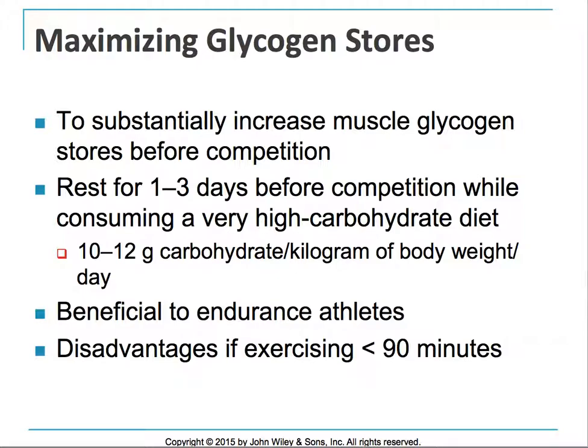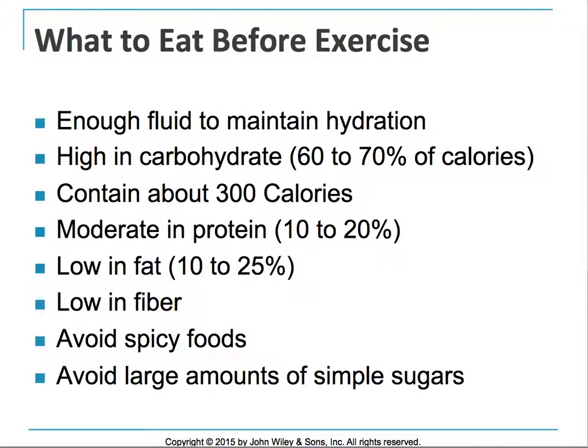Now, a very high carbohydrate diet is considered 10 to 12 grams of carbohydrate per kilogram of body weight per day. It's beneficial to endurance athletes, but is a disadvantage if your exercise only lasts less than 90 minutes. So again, this recommendation is really for high endurance athletes and not just for your average day-to-day activity.